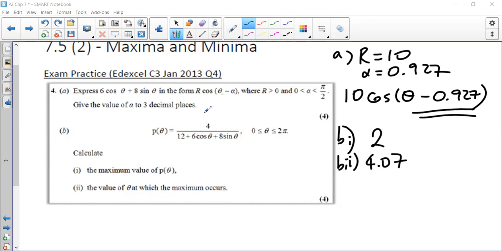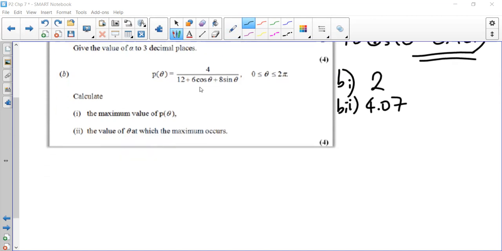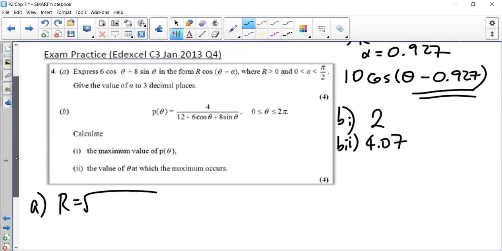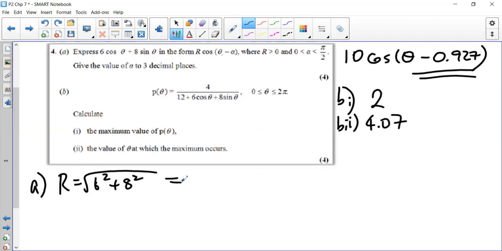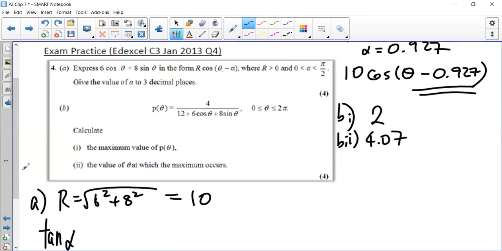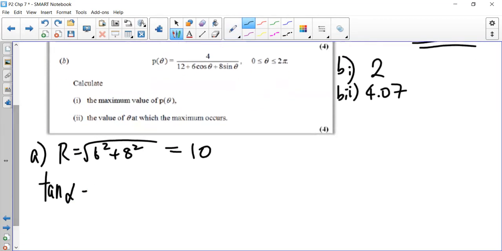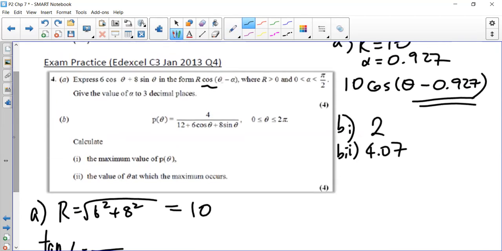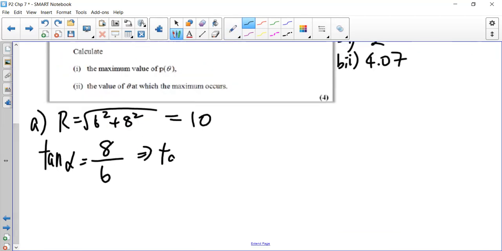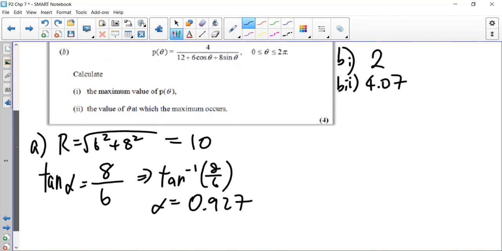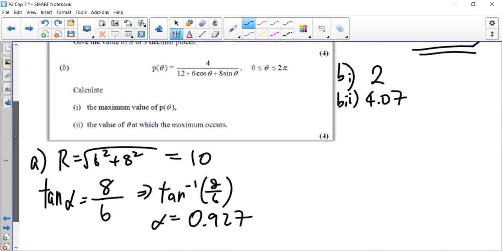So, question A, pretty straightforward. To work out the value of R, we've done this numerous times, either last lesson or today. So R equals the square root of the coefficients, 6 squared plus 8 squared, which is 10. And to work out the alpha value, we do tan alpha equals the sin coefficient over the cos coefficient. Therefore, the cos coefficient will go underneath, the 6, and the 8 will go on top, right? So inverse tan of 8 over 6. So alpha equals, now the question wants you to give it in radians and 3 decimal places. Nothing more, nothing less. Just like I don't want pickles. No, not even one pickle in my burger. Okay, nothing more, nothing less.